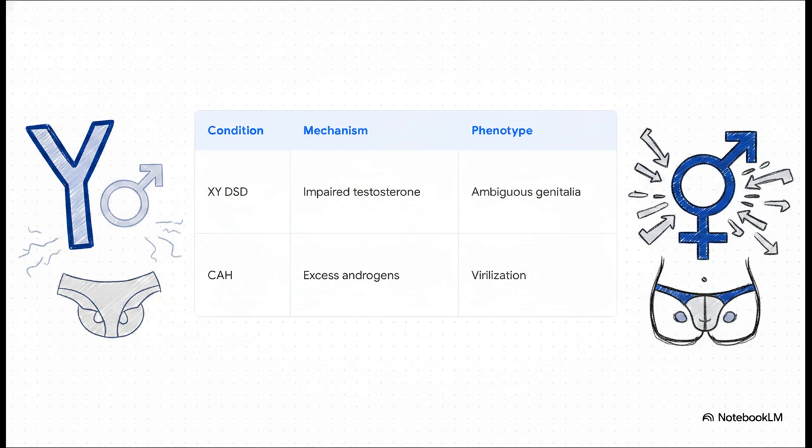Here, the male genetic code is absolutely present, but there are defects in testosterone production or maybe a lack of that 5-alpha reductase enzyme needed to convert it to DHT. Without that strong DHT signal, the male external hardware fails to fully develop, which leads to ambiguous genitalia. On the flip side, we have conditions like congenital adrenal hyperplasia, or CAH. This often impacts XX females, where a metabolic error floods the developing hardware with an excess of androgens, causing severe virilization of what would otherwise be typical female hardware.